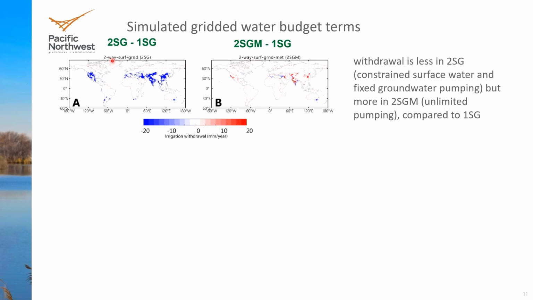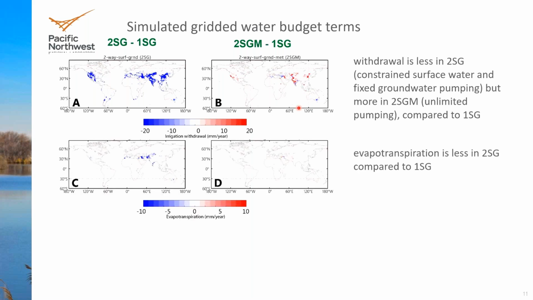As you can see, the first comparison is done for the total irrigation withdrawal. The left one is the 2SG. The blue means that the 2SG condition has less irrigation withdrawal because of the irrigation constraint. But for 2SGM, since the water is always met by pumping more groundwater, in some places you will see more irrigation withdrawal. In the model, the water demand is higher because of the heavy pumping of the groundwater.